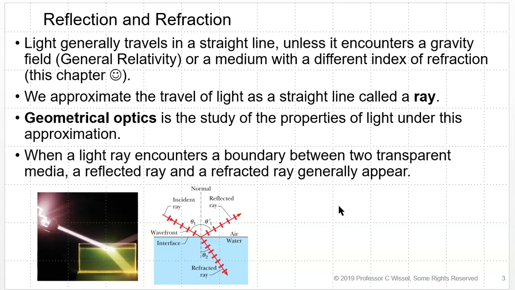When light encounters a boundary between two transparent media, typically a reflected ray appears and also a refracted ray. Now, we will ignore the fact that a lot of times there is some absorption. We're going to assume that the media are perfectly transparent, so we're going to ignore absorption.